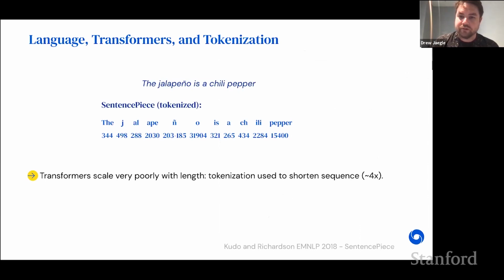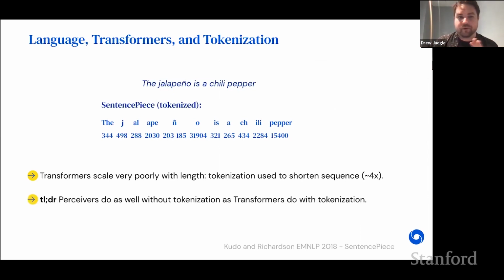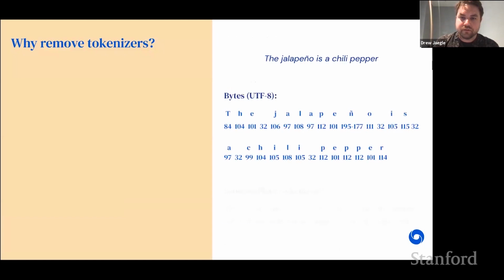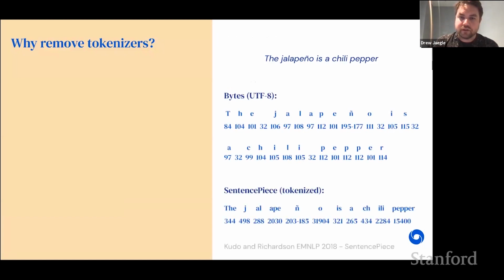So for language, what we wanted to do with this was to see if we could use this to replace tokenization. And why might we care about getting rid of tokenization? One, we use tokenization primarily because transformers scale poorly with sequence length, and tokenizing cuts sequence length by about a factor of 4. But there are various problems that arise with this. So why might we care about removing tokenizers? For one, tokenizers perform less well on rare words.